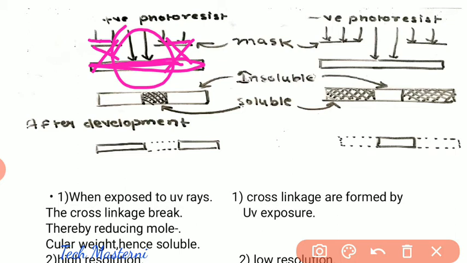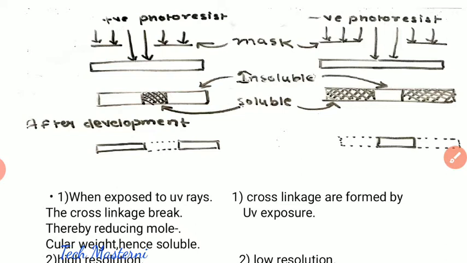When the light falls on photoresist, the cross linkage breaks. It means bonds will break. Due to this breakage of bonds, molecular weight will decrease and this part will be soluble in the developer solution. After the developer solution this part will be gone and we have our photoresist remaining here and here. In this way we have opened our window in photoresist. So this is all about the positive photoresist which we have already covered.